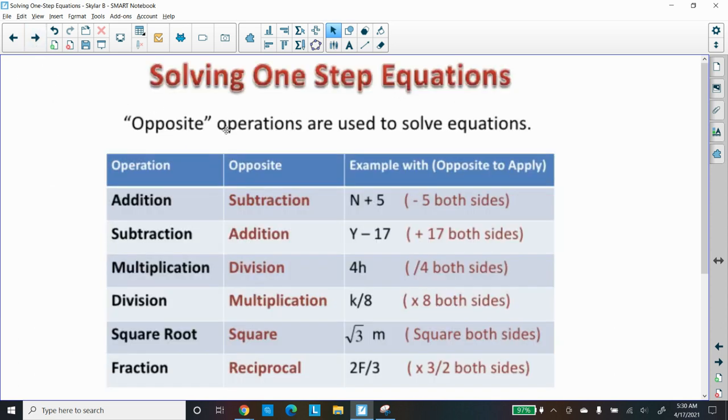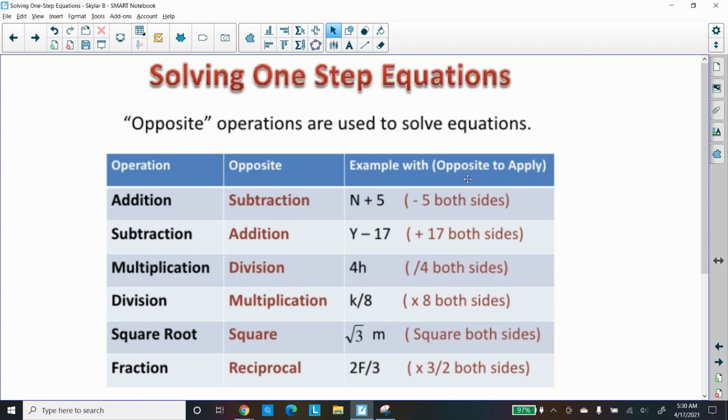Solving one-step equations. Opposite is a key word. They also say inverse, so that's good to know as well. So opposite operations are used to solve equations. That's the key to solving these one-step equations. You're doing the opposite. So if your operation is addition, the opposite is subtraction. For example, n plus 5, the opposite of plusing 5 would be minusing 5 on both sides.